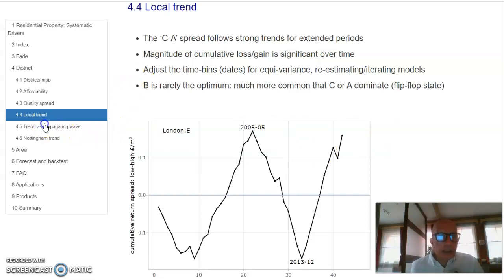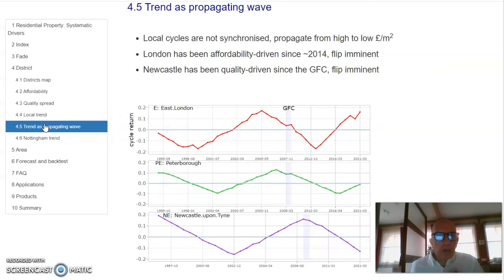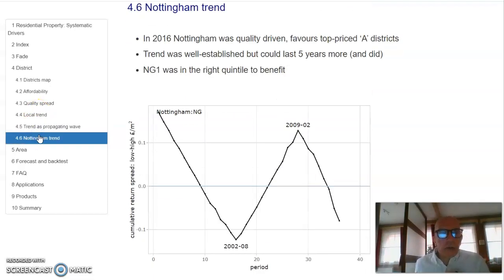It's totally allowed. In these three examples, you can see that there's a propagating wave from London through to Peterborough to Newcastle, and in each area it's a good idea to know which phase you're in and select pricey or grossy accordingly if you want outperformance. And in 2016, Nottingham was quality driven. That favours top priced A district, so NG1, being top quintile, was on the right side of this trend.